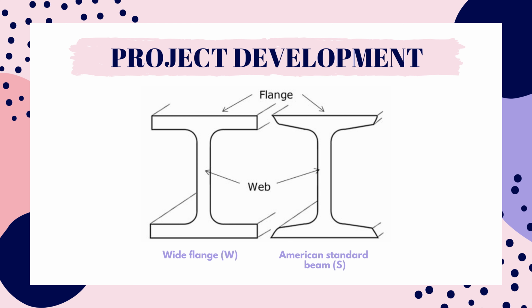The American Standard beam is very similar to the wide flange shape. The American Standard beams are I-shaped, but they have a slightly different dimension and load-bearing capacities based on their standards and are only able to span up to 100 feet.